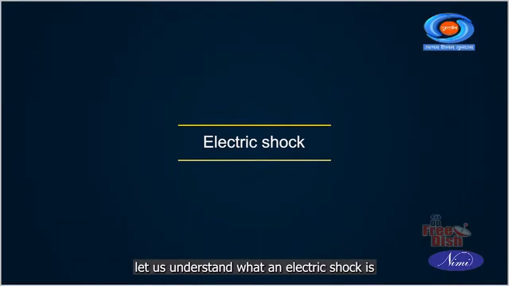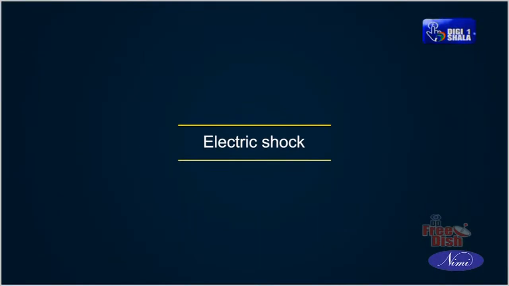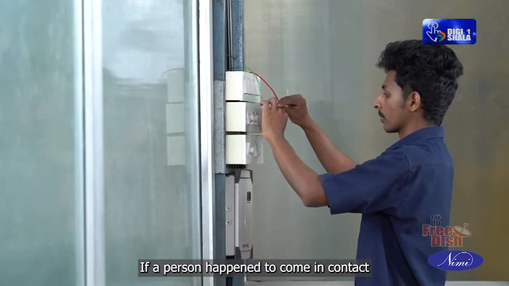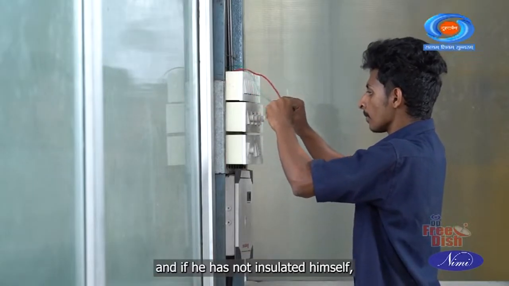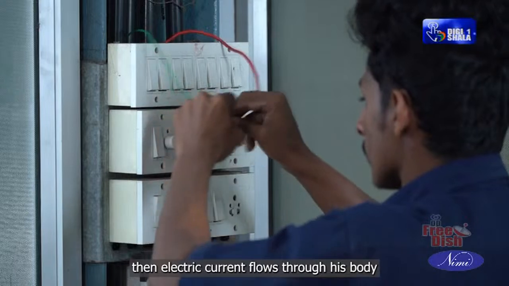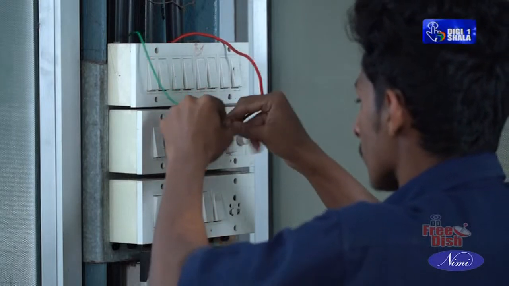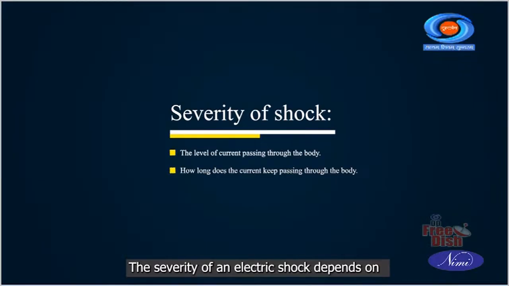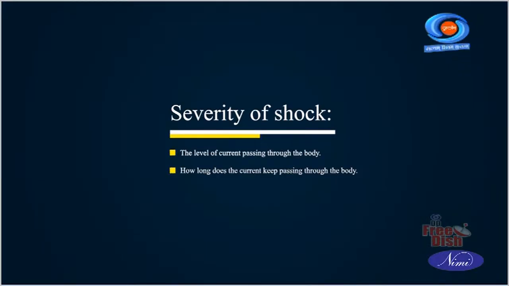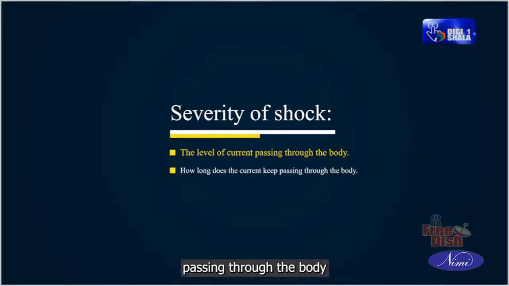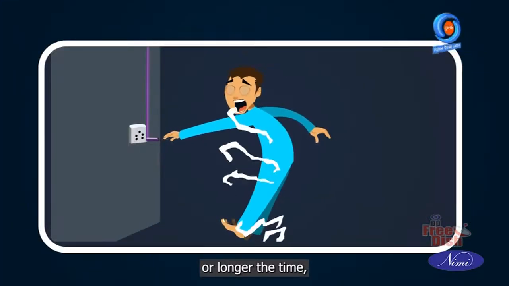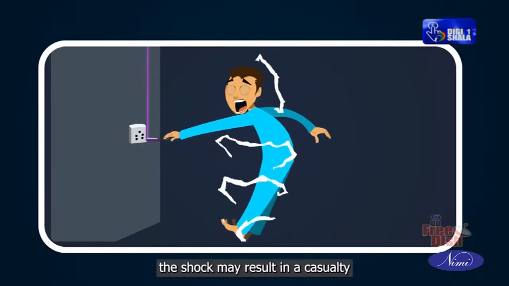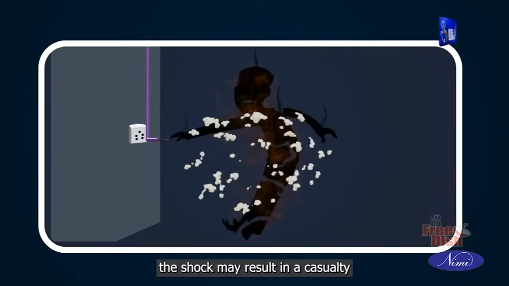First, let us understand what an electric shock is. If a person happened to come in contact with an electrical live wire, and if he has not insulated himself, then electric current flows through his body. The severity of an electric shock depends on the level of current passing through the body, and how long the current keeps passing through the body. Therefore, the higher the current or longer the time, the shock may result in a casualty.